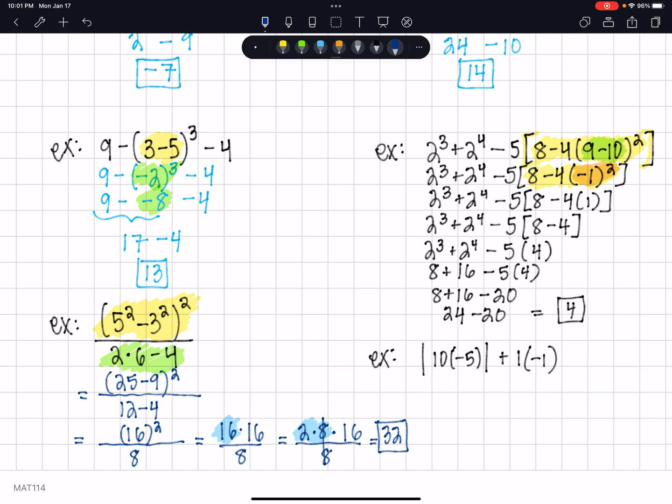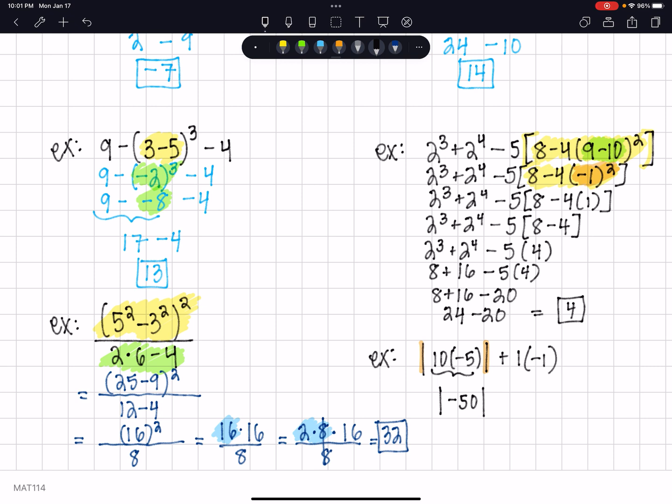Okay, last example on this page, we have the absolute value of 10 times negative 5 plus 1 times negative 1. These absolute value bars act as parentheses. However, they have a very special purpose in that they're not just parentheses, they're grouping symbols where I have to multiply or do whatever calculation is inside those absolute value bars first and then take the absolute value. So I'm going to take 10 times negative 5, which is negative 50.